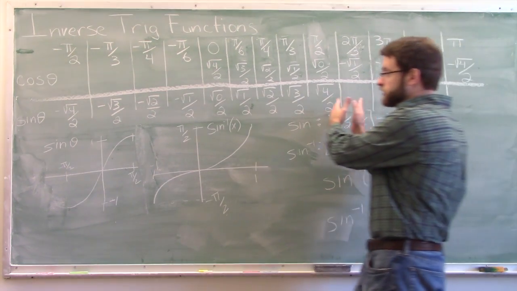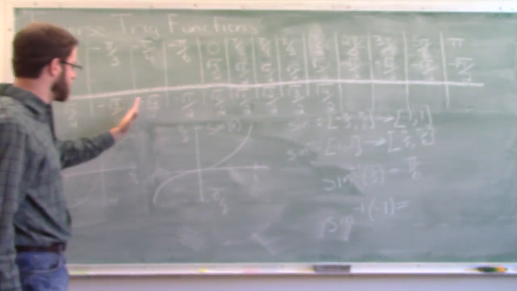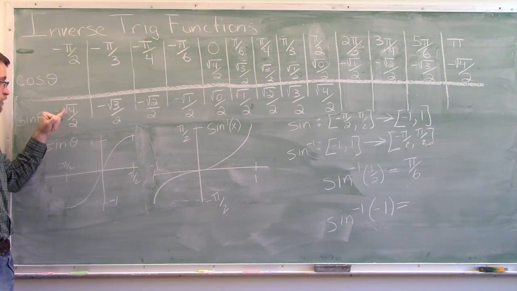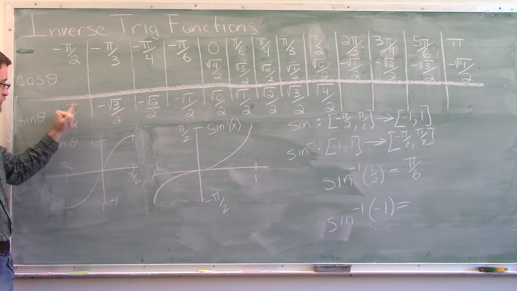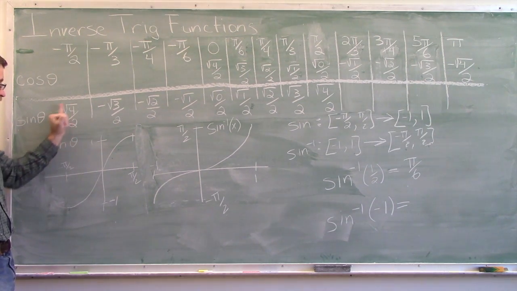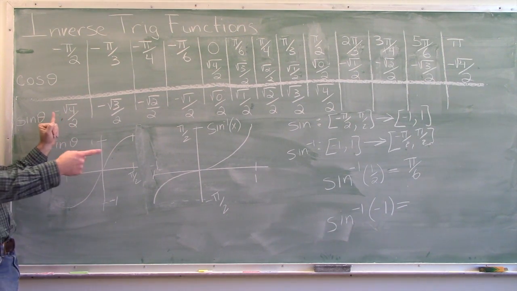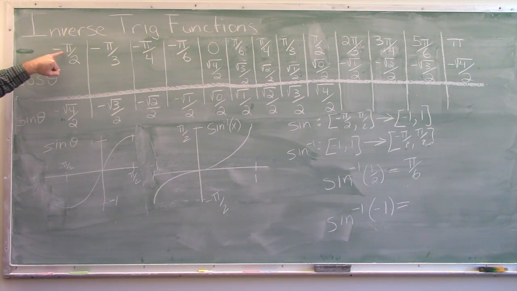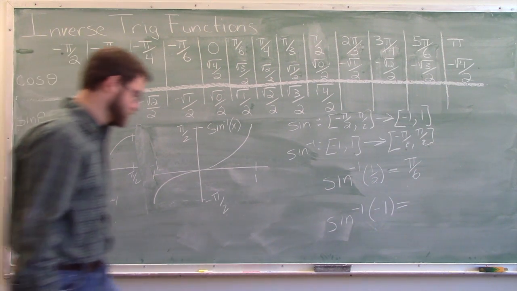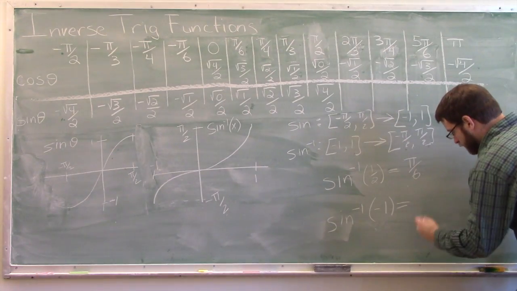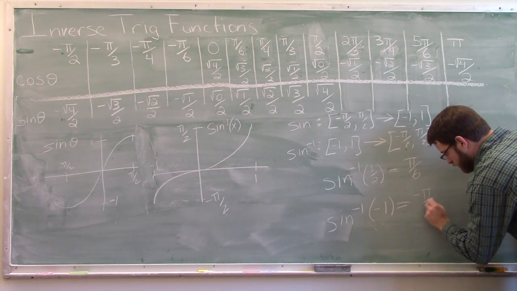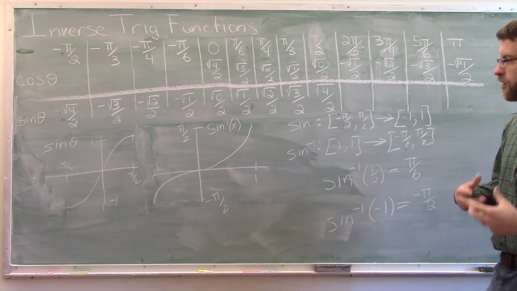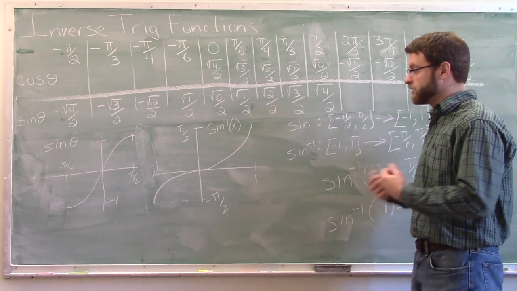Okay. And then sine inverse of -1. We want to go through the table and find out where sine takes on the value -1. That looks like here, if we simplify it, square root of 4 is 2, 2 over 2 is 1. So this is an output of the sine function being -1. So the sine inverse of -1 must be the corresponding angle that produces that. So that has to be -π/2.